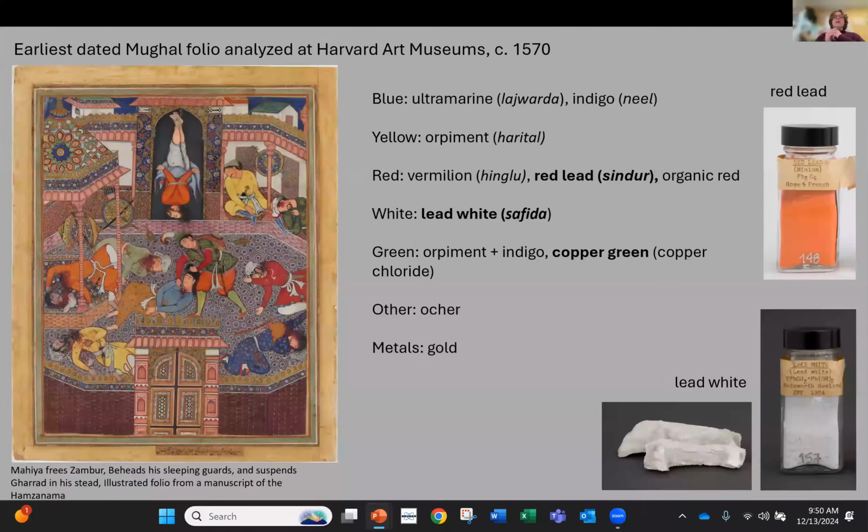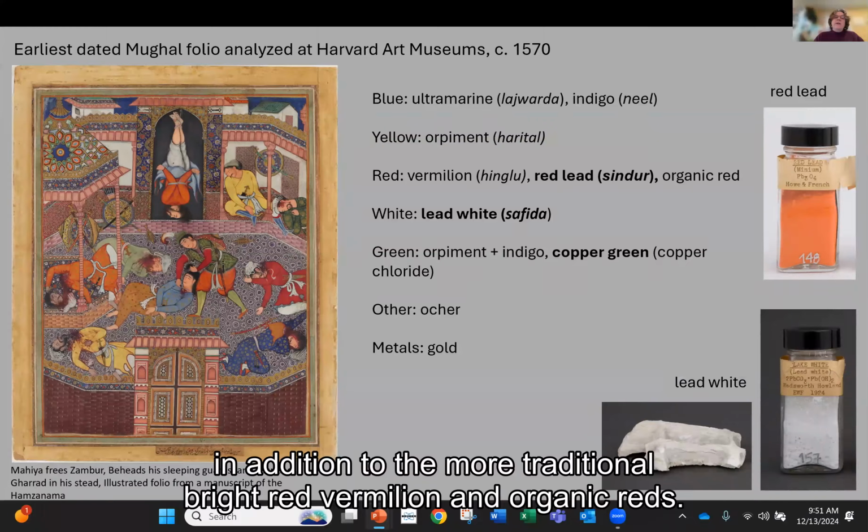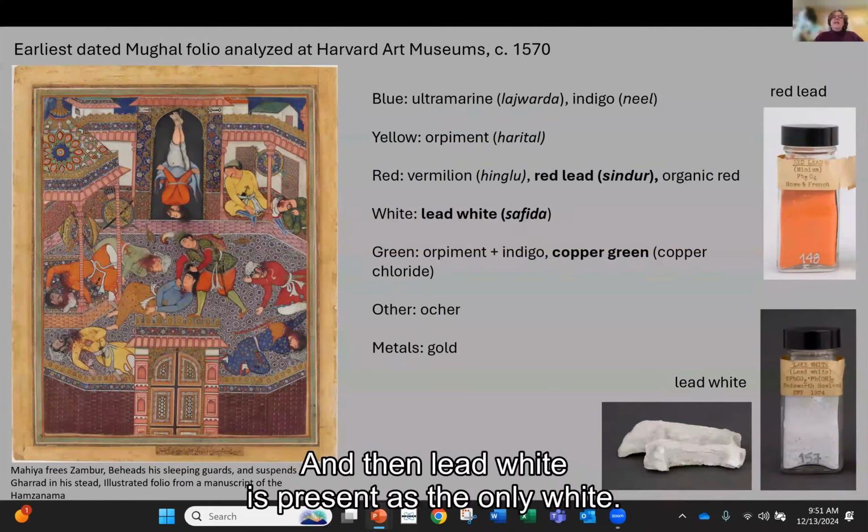greens. So if we look at the earliest of the manuscripts, the Mughal manuscripts analysed at the Harvard Art Museums, this shows a folio from a manuscript of the Hamzanama, dated to about 1570. And we find that the blues and yellows in here are very traditional. We have ultramarine and indigo, and all the yellow is orpiment. However, the lead pigments have joined the assemblage. Red lead is used as a more orangey version, in addition to the more traditional bright red, vermilion, and organic reds. And then lead white is present as the only white.